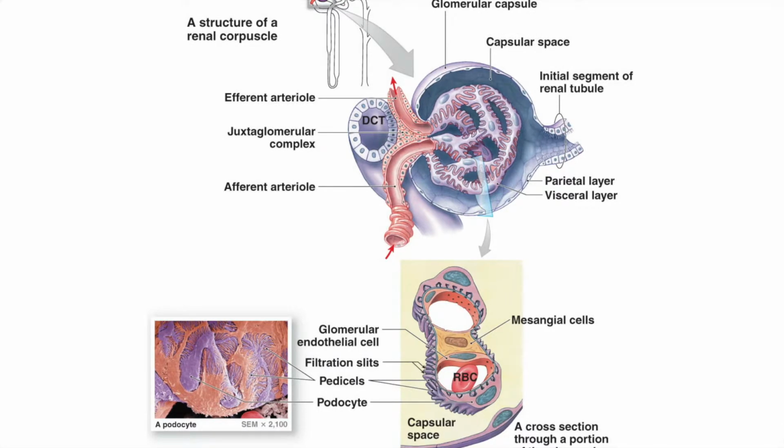Also on this picture we can see the mesangial cells right here, which are close to the glomerulus. These can contract or relax to control the capillary diameter, and that's going to be important. So this is found right in here where the blood's coming in. This is going to be important in controlling the pressure, which is going to determine the amount of filtration that's happening.